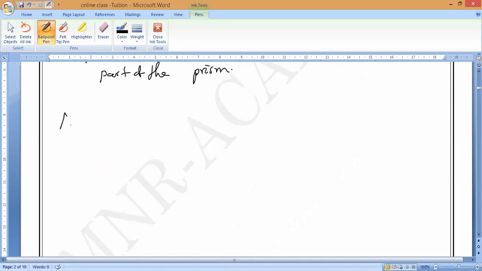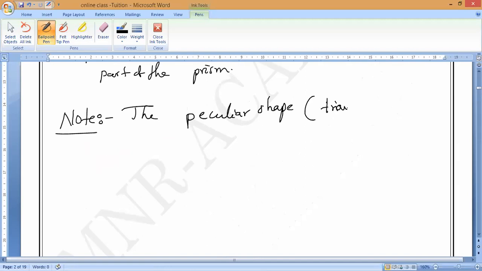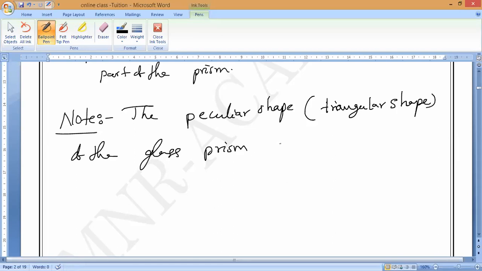Next, note. The peculiar shape we can also call the triangular shape. Tarani, are you there? If I am not calling and you are silent, that is not acceptable. You have to respond every time. I cannot call everybody, so please respond.